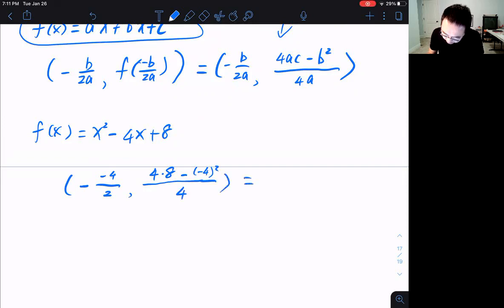So that gives you, okay, negative 4 is positive 4 divided by 2 is 2. Then 4 times 8 is 32, minus negative 4 squared, which is 16, so 32 minus 16 is 16 in the numerator. 16 divided by 4 gives you 4. So 2 and 4 is the vertex of this particular quadratic equation. Okay? All right.